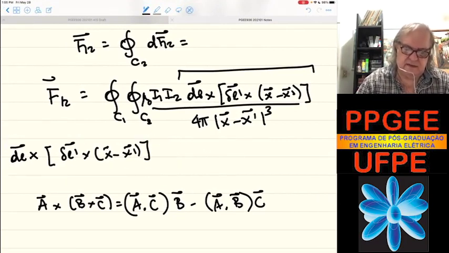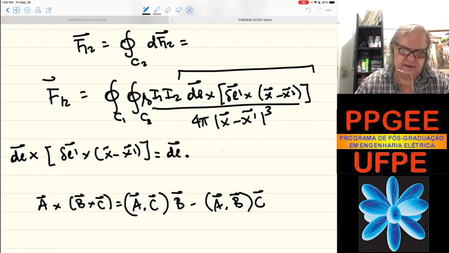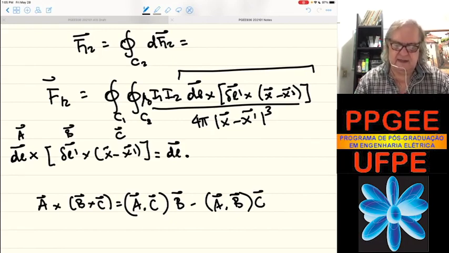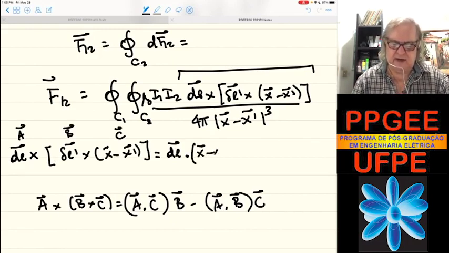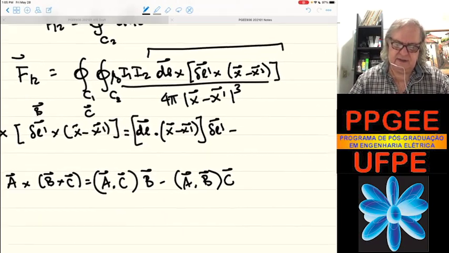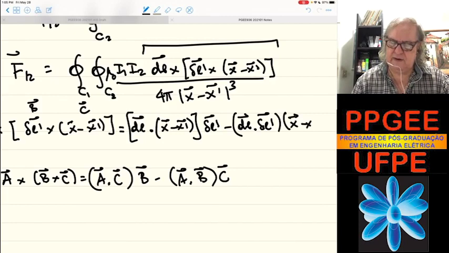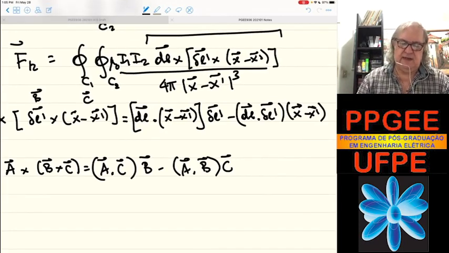to see what it is, equals to DL dot product with, this is A, B, and C. So DL dot product with X minus X prime times delta L prime minus AB, which is DL dot delta L prime, times X minus X prime vector. So in fact we're going to have two integrals. I'm going to look at this one here.